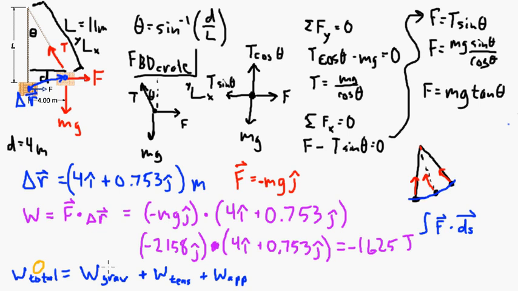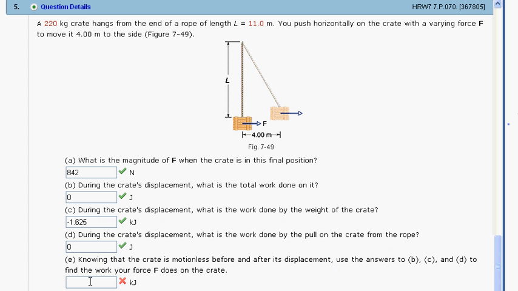We showed that work done by gravity is negative 1.625 kilojoules. Work done by tension on the rope is 0, and so the applied force work is what? Well, it doesn't take much thinking to see that if these three total up to 0, and this is 0, this has to be positive 1.625 kilojoules. So work done by the applied force is going to be 1.625 kilojoules. And let's see if I got that right, which I sure hope I did. 1.625 kilojoules, and boom, there we go.